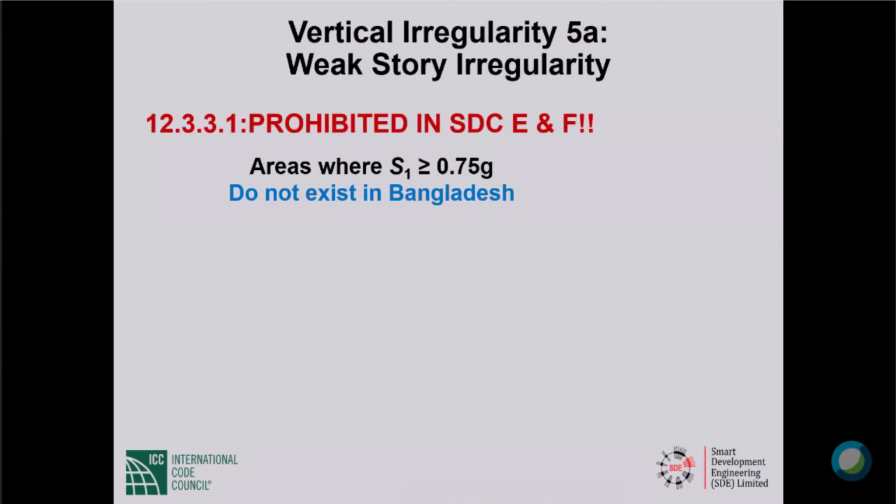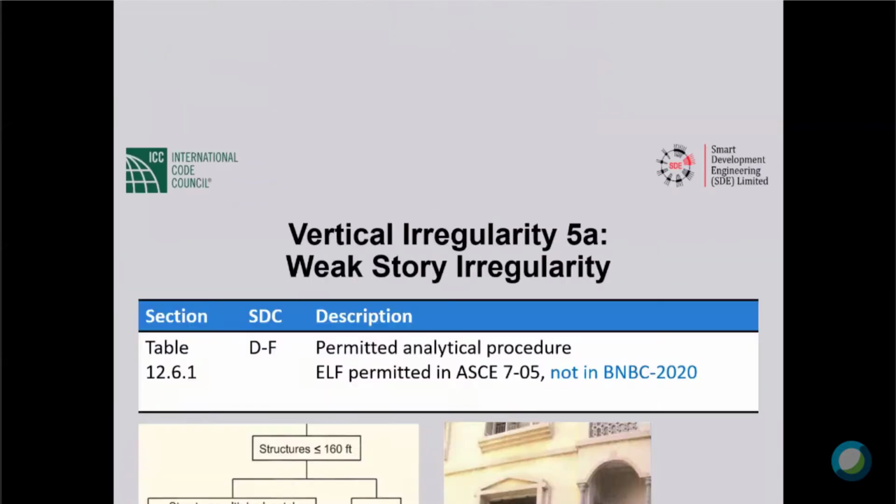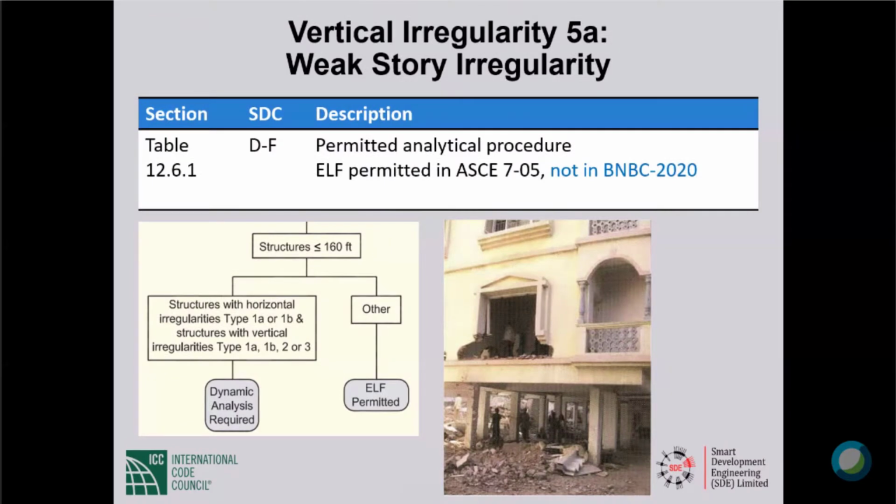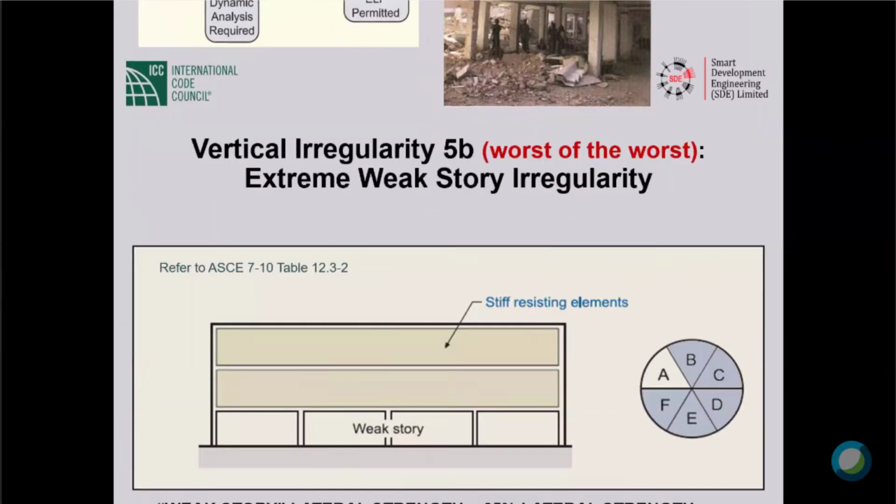5A in ASC 705 is prohibited in design categories E and F, which do not exist in Bangladesh. If you have 5A irregularity, ASC 705 will allow you to do equivalent lateral force procedure, but BNBC will force you to do dynamic analysis.